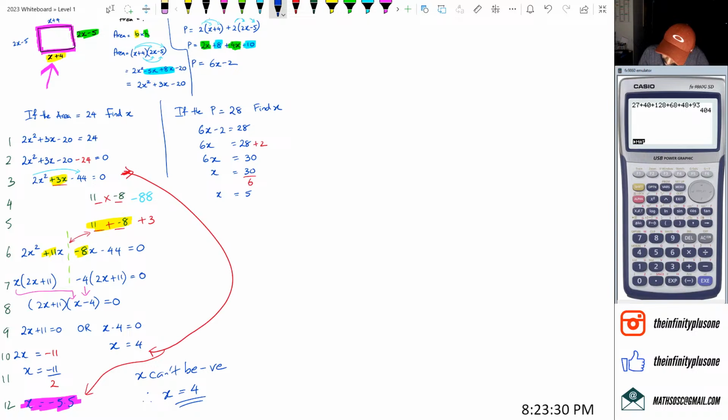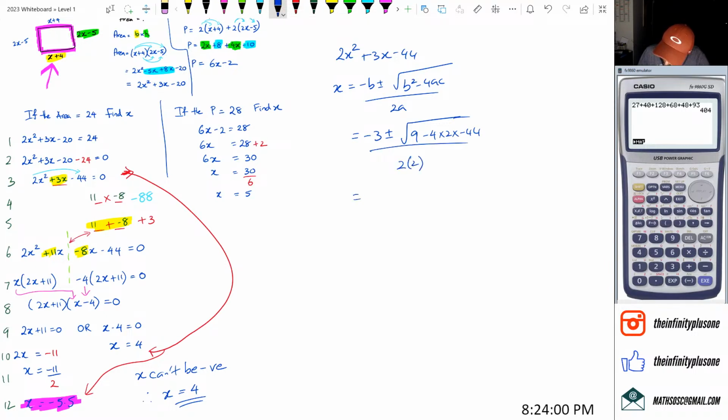If I was to do this quadratic formula, 2x squared plus 3x minus 44. Sorry, I'm not going to explain this, guys. I'm just trying to do this real quickly. If you do remember this formula, it does make life a lot easier. But in saying that, we got 3 squared, which is 9, minus 4 times 2 times negative 44, over 2 times 2.